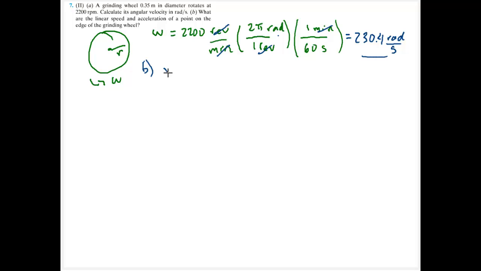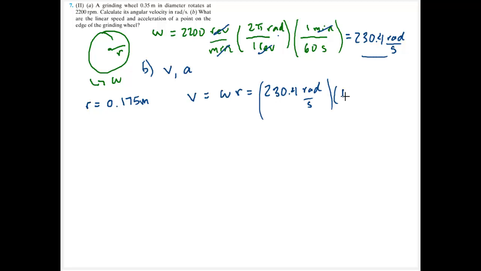For part B, I'm looking for the linear speed and the linear acceleration. To calculate those, I need first the radius. The radius is going to be half of the diameter, so 0.175 meters. And we know that the linear speed is going to be equal to the angular speed multiplied by the radius, so 230.4 radians per second. I'm going to multiply that by the radius, 0.175 meters, and radians is a unitless measure, so it's going to drop out, and I'm going to be left with 40.32 units of meters per second.